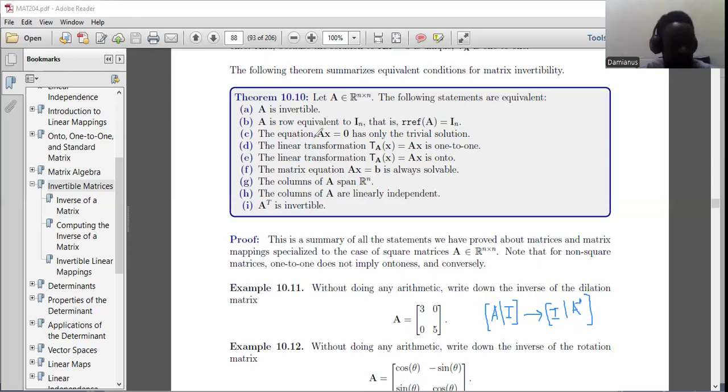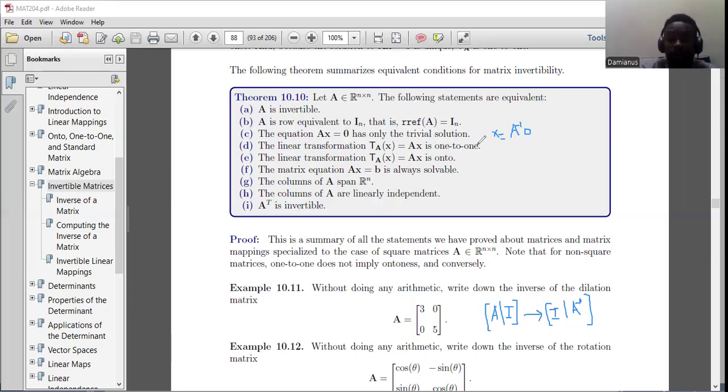Then next is that the equation AX equals 0 has only the trivial solution. That means our matrix is invertible. Just translate that: the solution X, you multiply both sides by A inverse, which exists. So you'll get A inverse times 0. And of course, this means that X will be 0. That's what we're calling the trivial solution. Then the linear transformation TA is 1-to-1. The linear transformation is onto.